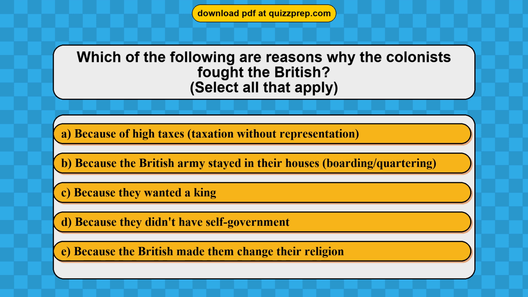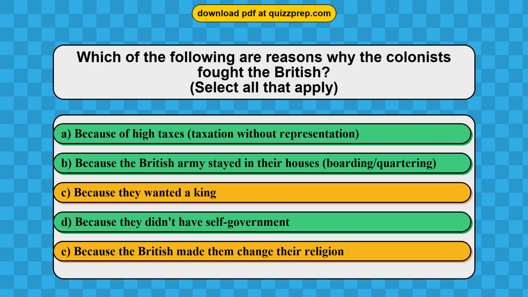Option B. Because the British Army stayed in their houses, boarding/quartering. Option C. Because they wanted a king. Option D. Because they didn't have self-government. Option E. Because the British made them change their religion. The correct answers are options A and B and D.